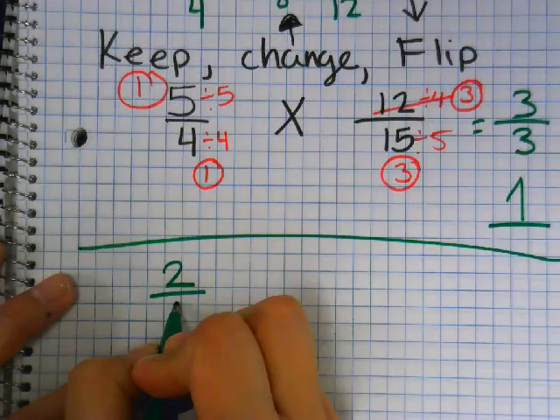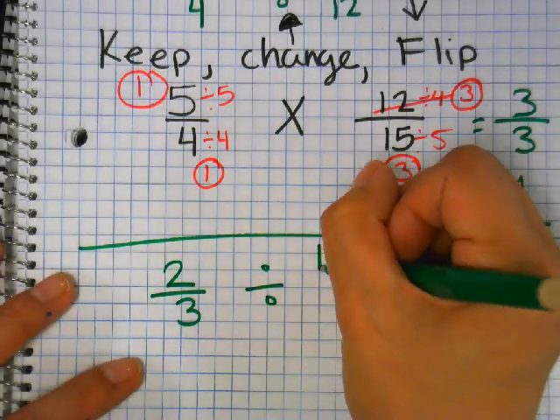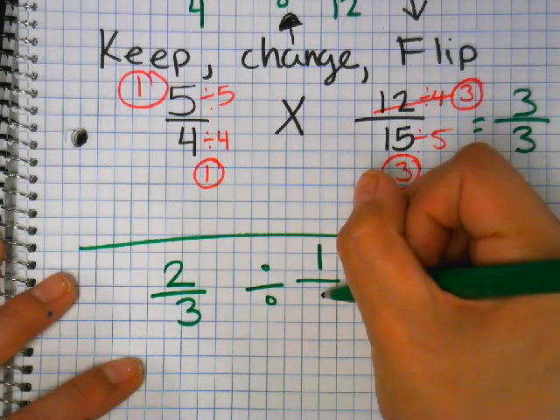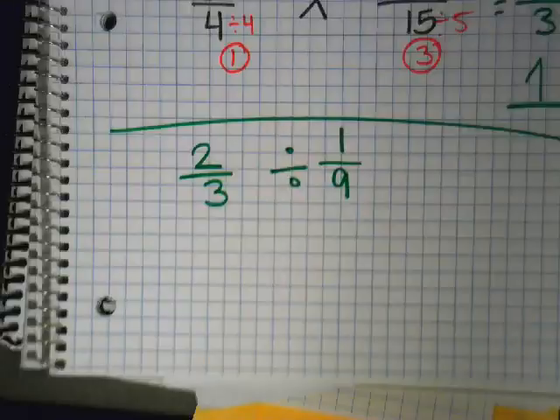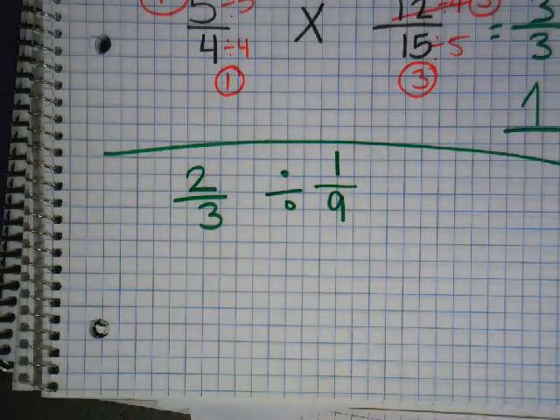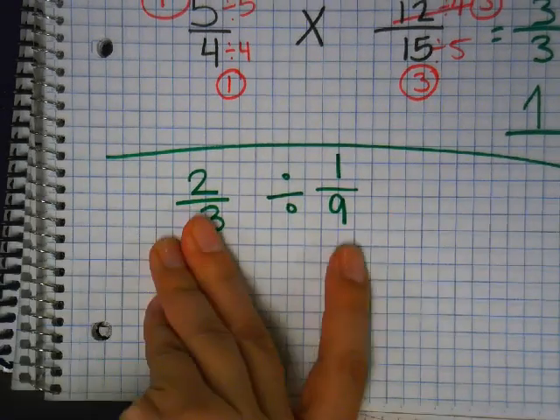Two over 3 divided by 1 over 9. Yeah, of course. Divide by 1 over 9. So what's your first step? Keep the switch. 2 over 3. Yep. Keep 2 over 3.